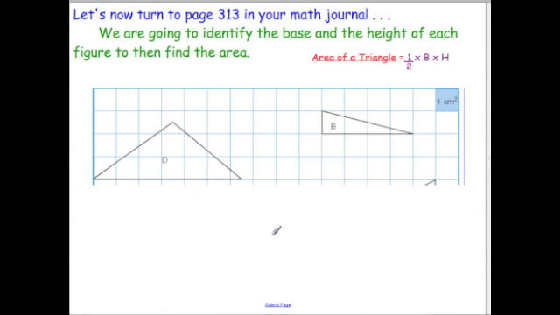Now let's turn to page 313 in your math journal, or you guys can just stay on this page and work and screenshot this. We're going to identify the base and height of each figure, then find the area. So I've left up our formula of area of a triangle, which is 1/2 times base times height. So we'll do this example D together. So we know that our base is what our figure sits on. So it's going to be this area because it's sitting on this part right here. And we know that our height is from the base to the shortest distance to the opposite vertex. So our height would just go up to this vertex right here.